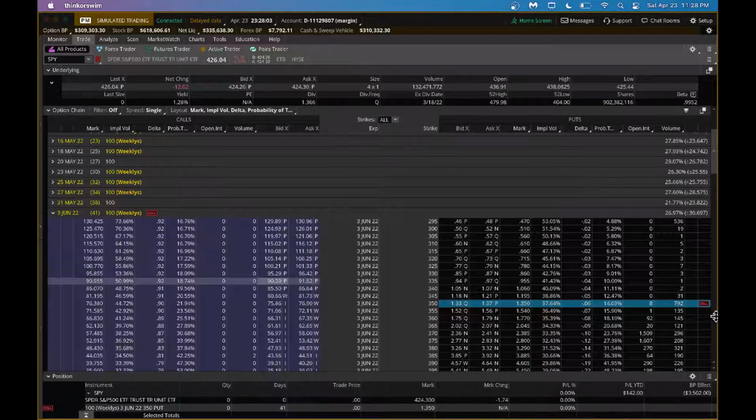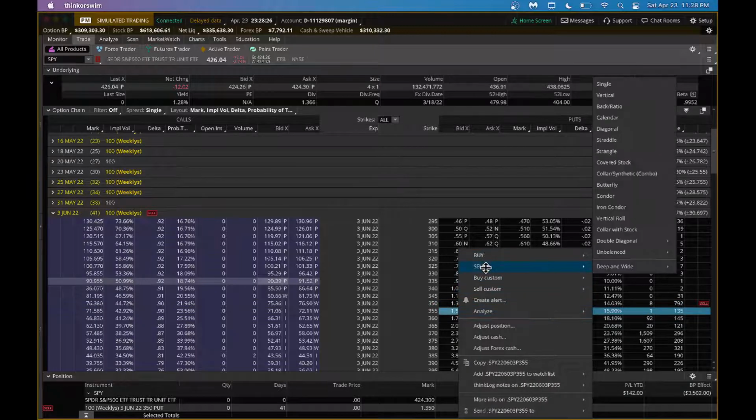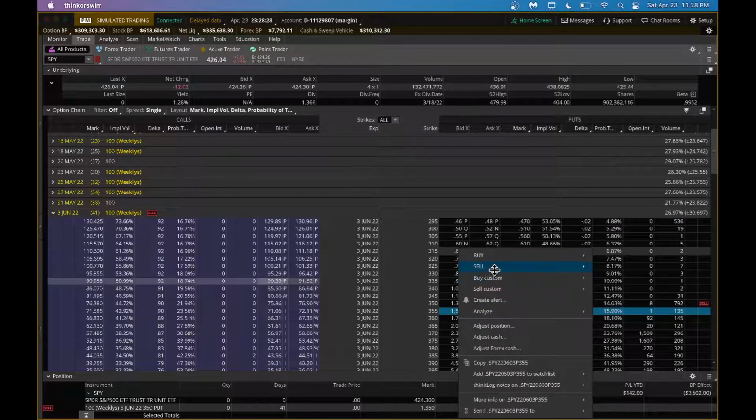So if you're a little bit conservative, what you could do, instead of selling a naked put like this, is sell a put spread. If you want to sell a put spread here, you could even go one level higher. You could sell 355 and maybe say the 330 spread. So let's do that. You could do 355 here and just go here, sell, and vertical.